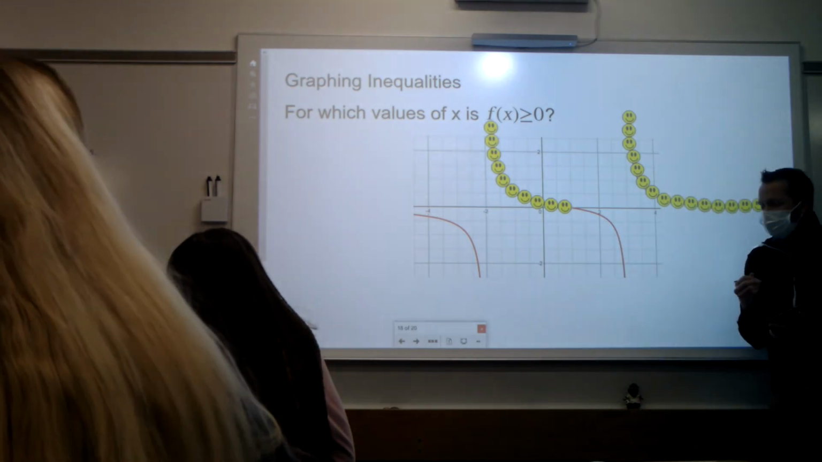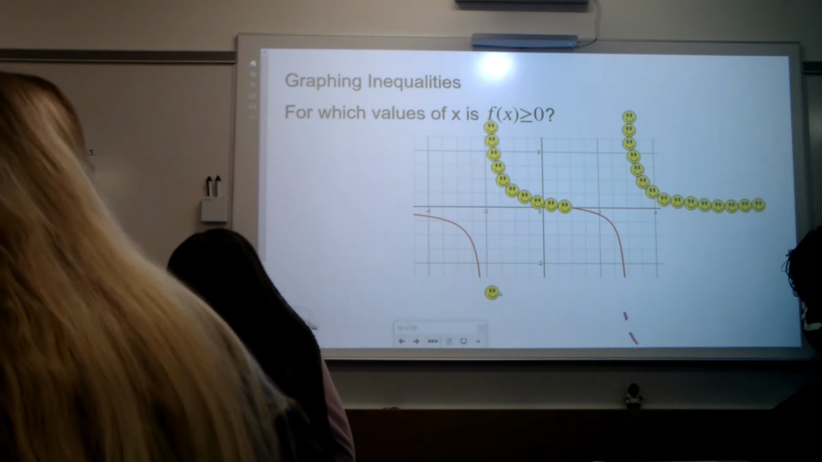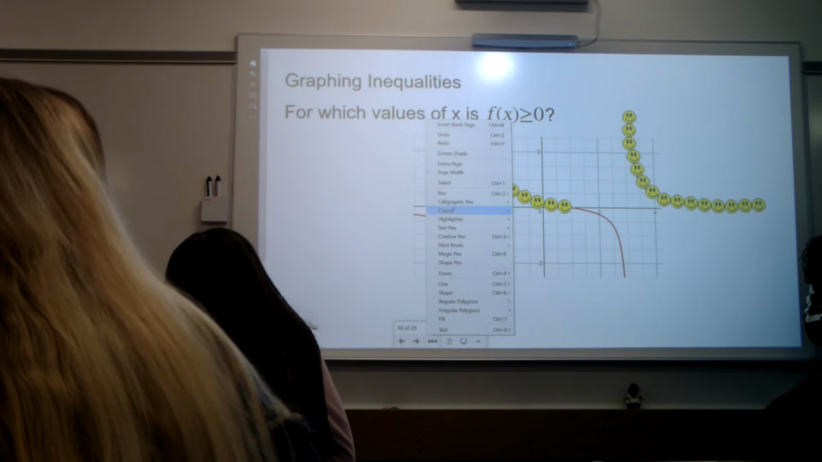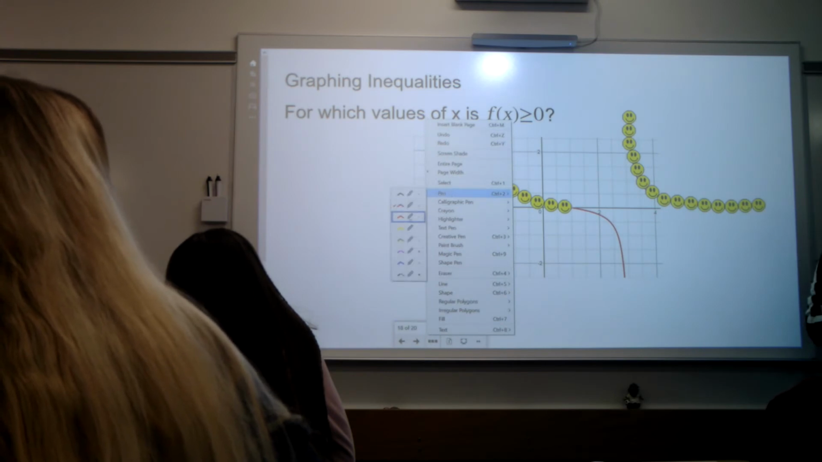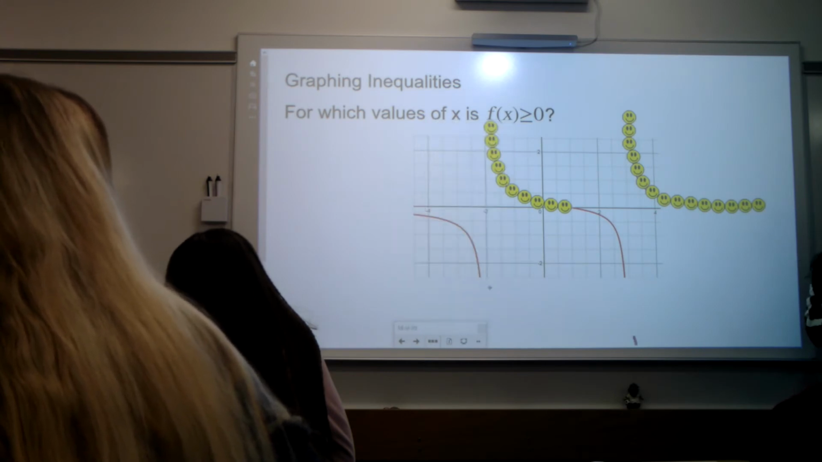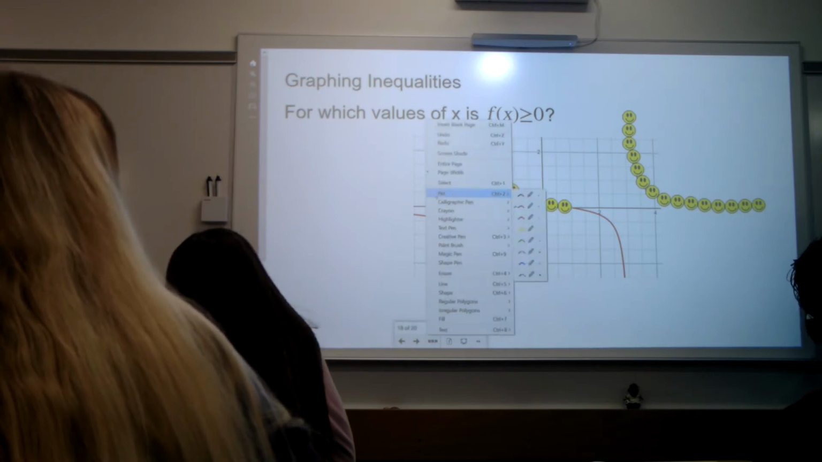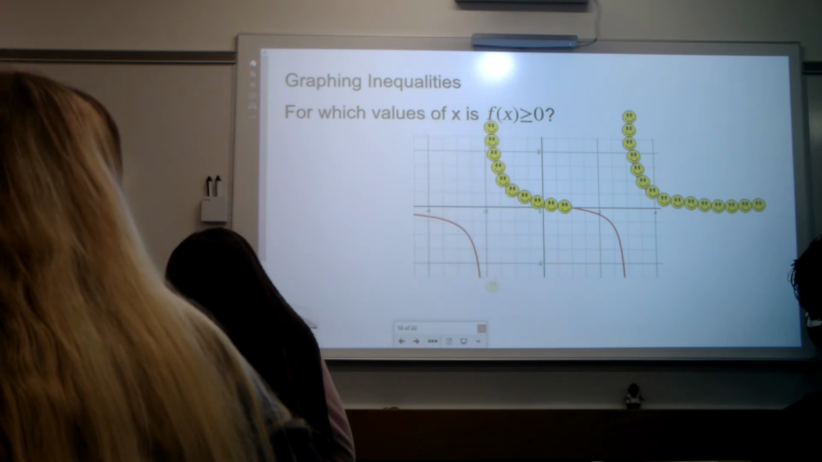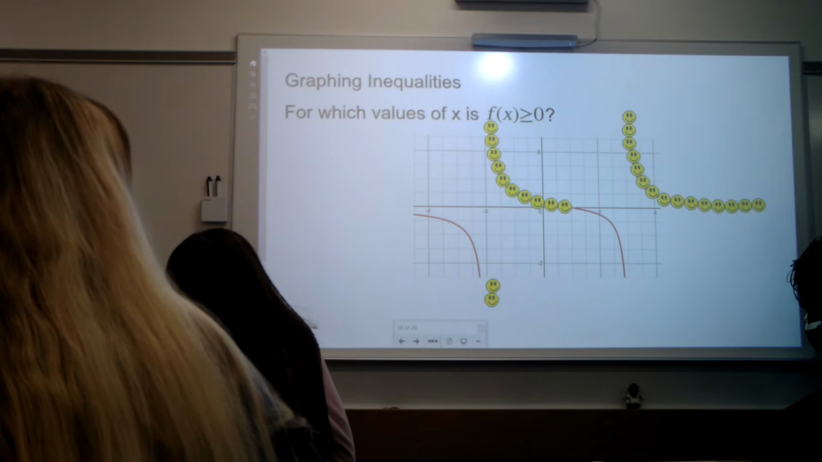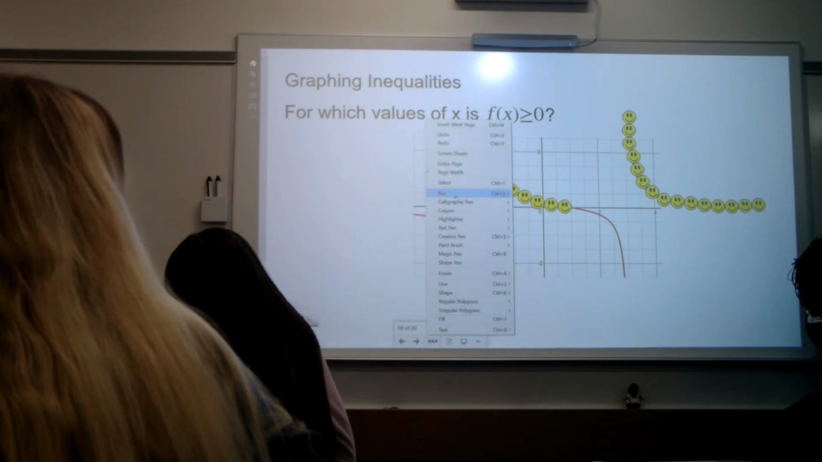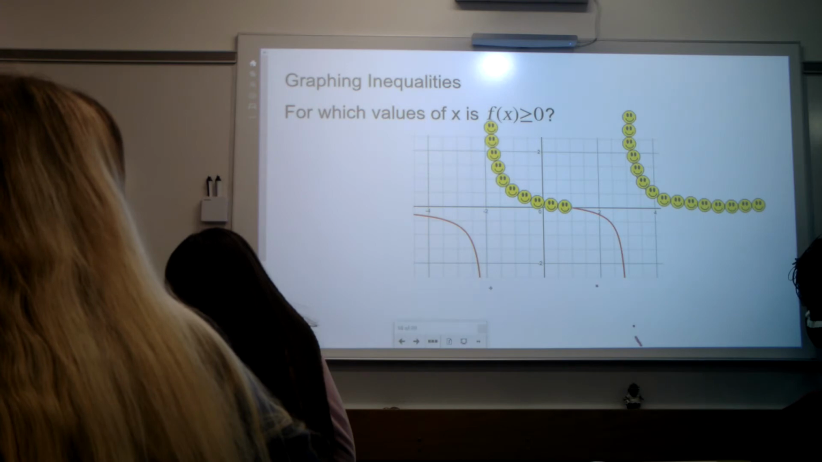So when I'm writing this out, how do you not include a point? With your parentheses versus brackets. Use a parenthesis. So, man, come on. I don't want you anymore. So I would write this. Okay. Now it's just mocking me. Let's try a different one. I'm going to just write it out in smiley faces.